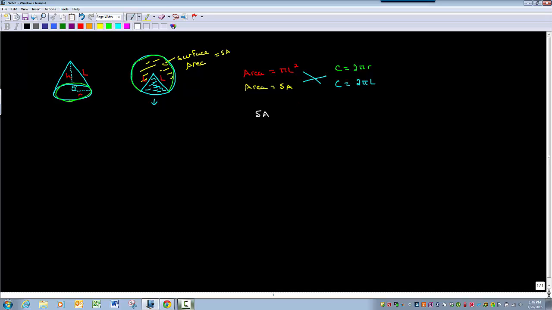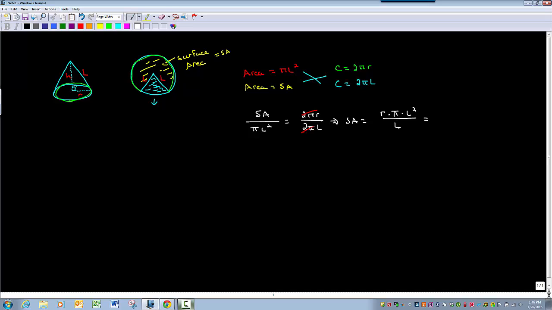So surface area over pi L squared should be equal to, the smaller one with the smaller one, 2 pi r over 2 pi L. So what cancels here now? Well, the 2 pi's are gone. So what I'm left with is that the surface area is equal to r times pi times L squared over L.